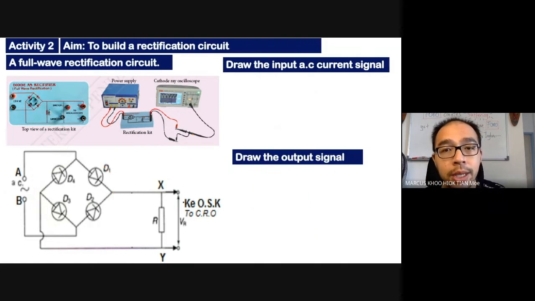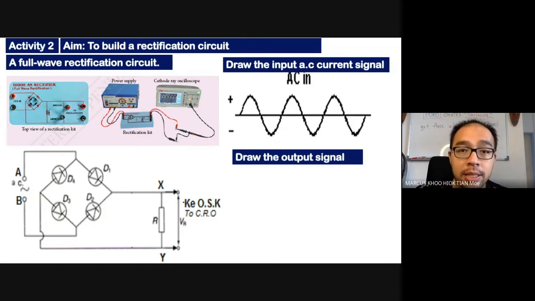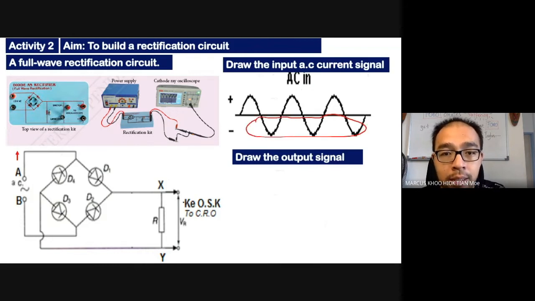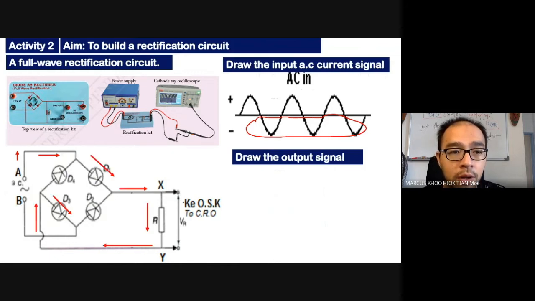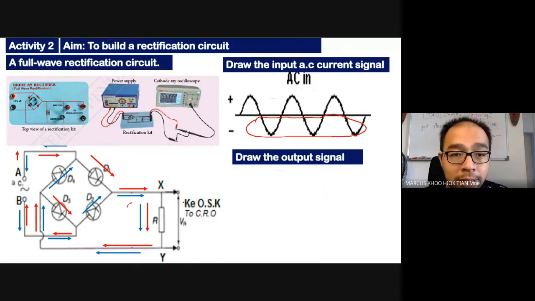Okay, so the input AC current signal is still the same. It's still going to be up, down, like this. But what we expect is, after the full wave rectification, everything that is below will be raised up. So what's going to happen is you're going to have all this. And then after that, when it goes back, it's going to go this way, this way, this way, this way, this way, this way, and then up here, and then go back here. So you're always going to have the same current flow along the resistor or the light bulb, whichever one. Look, the direction here may be different, you know.